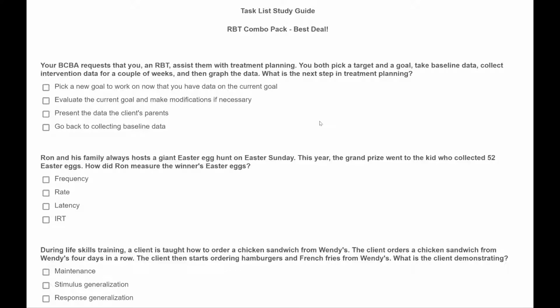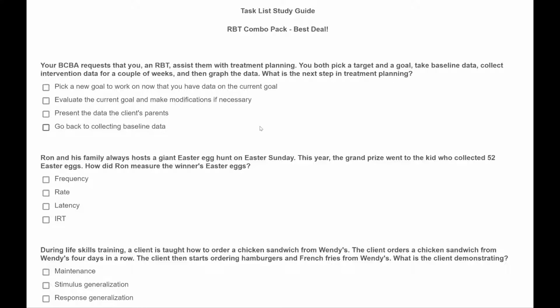We look at our data, we evaluate it. If we're trying to increase a skill, maybe we ask ourselves, did that skill increase? Did it get better? If we're trying to decrease the behavior, maybe we ask ourselves, did we decrease the behavior? Either way, we're going to evaluate what we have, and if we need to modify it, we will. B is our final step in treatment planning.